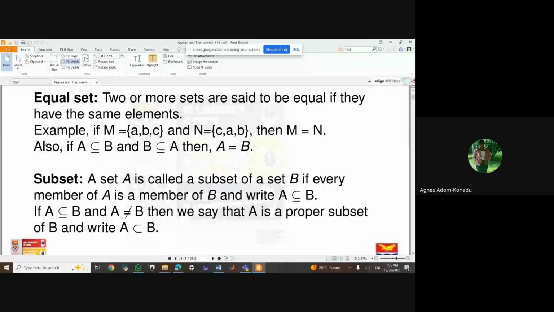Then what we have is what we call a subset. We have a set and a sub, like subgroup. So if I have a set and I have a subset, it means that I have a bigger set and then a small set under it. So a set A is called a subset of a set B if every member of A is a member of B.